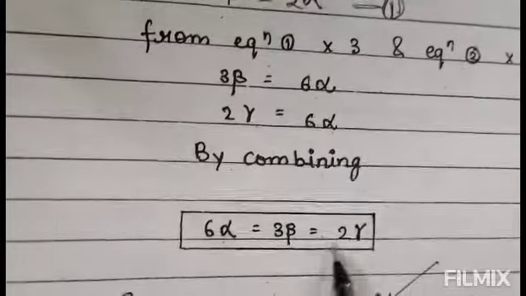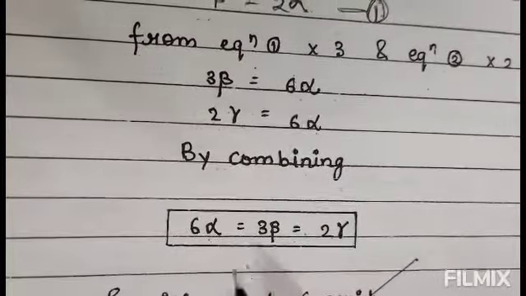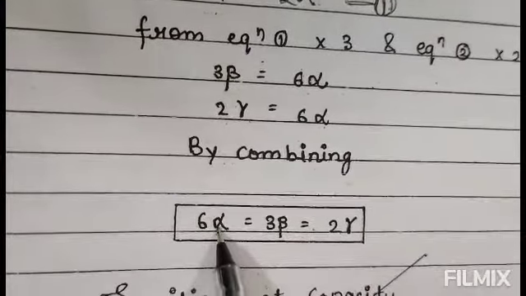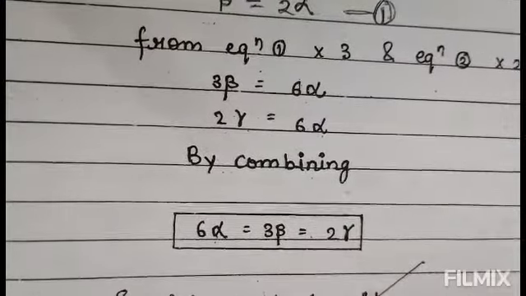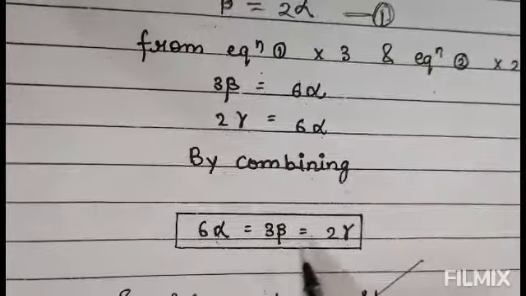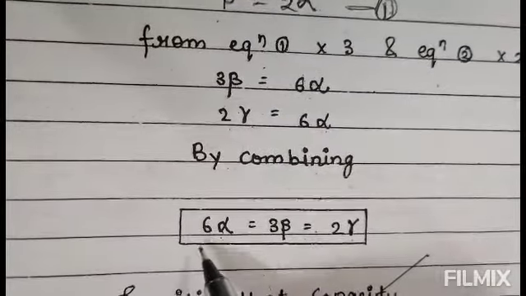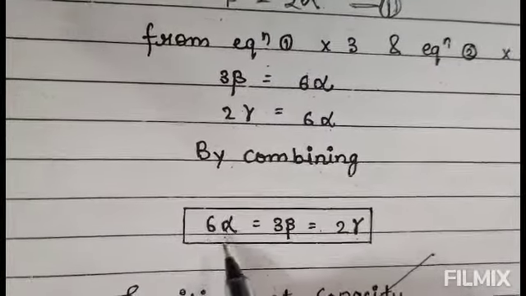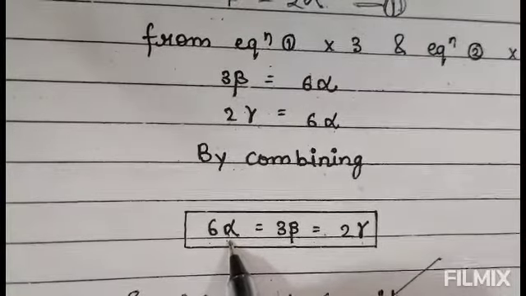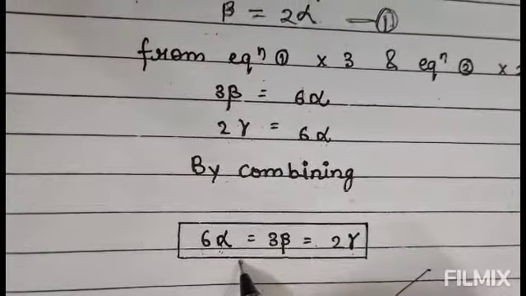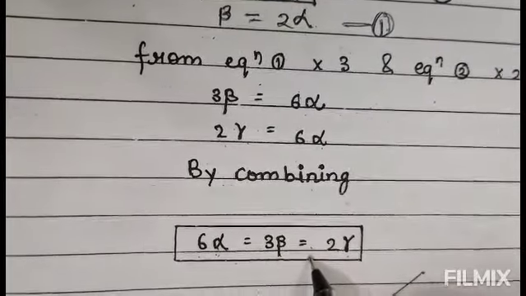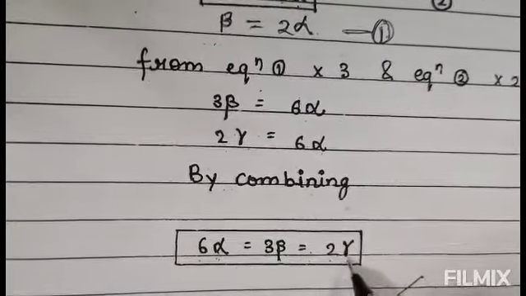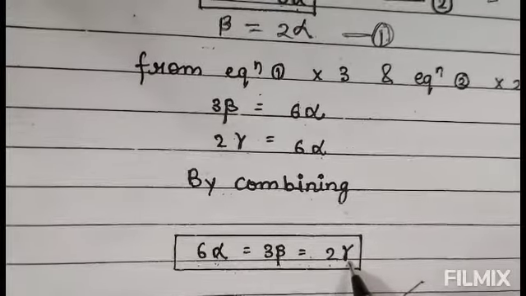So here is the relation between all three: the coefficient of linear expansion, the coefficient of areal expansion and the coefficient of volume expansion. So what relation did we get here? 6 times the coefficient of linear expansion is equal to 3 times the coefficient of areal expansion, which is equal to 2 times the coefficient of volume expansion.